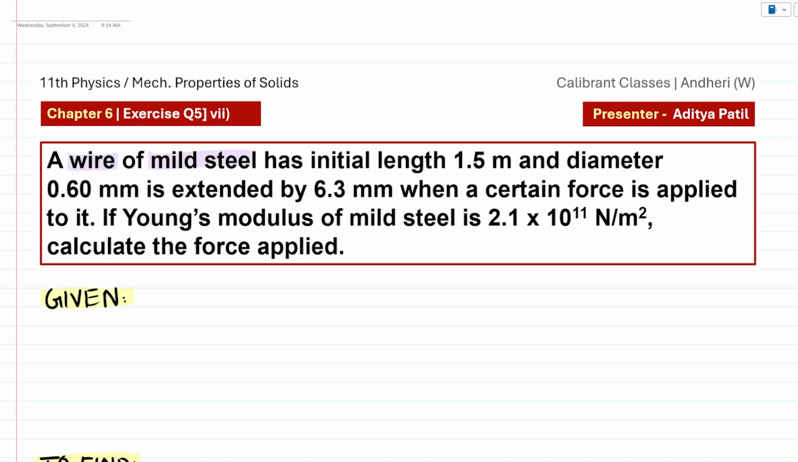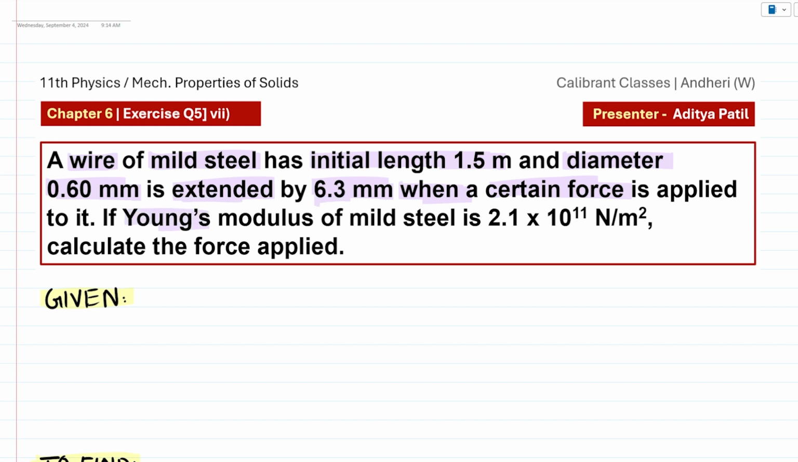अ वायर ऑफ मटेरियल माइल्ड स्टील। सो माइल्ड स्टील से हमारा वायर बना है, हैज इनिशियल लेंथ 1.5 meters and diameter is 0.60 millimeters. This wire is extended by 6.3 millimeters when a certain force is applied on it. हमें पता है जब भी किसी वायर पे कोई फोर्स लगता है, so it undergoes deformation and this deformation or extension is given to us.